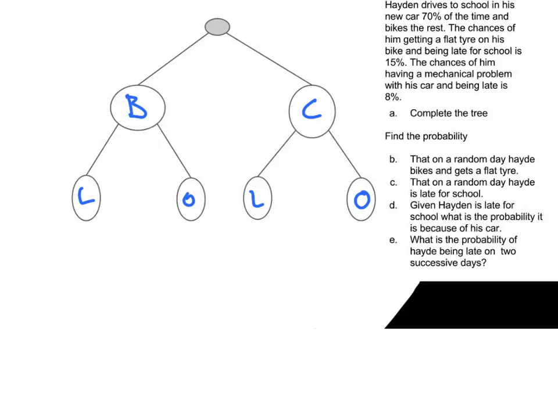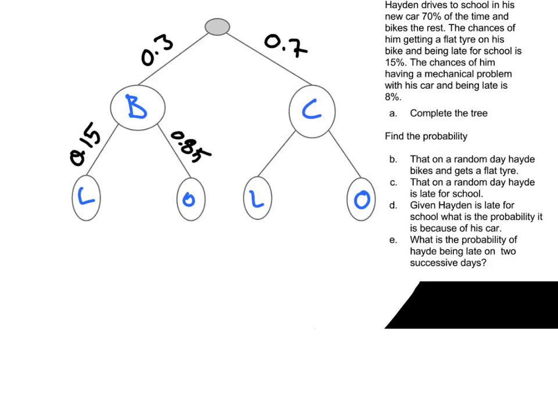So if he drives his car 70% of the time, I'm going to call that 0.7, which means he must take the bike 0.3 of the time. Then we've got the percentages that he's late. It says the chances of him getting a flat tire while riding his bike to school is 15%. So the chance of him being late is 0.15. That leaves 0.85 as the probability of him being on time.